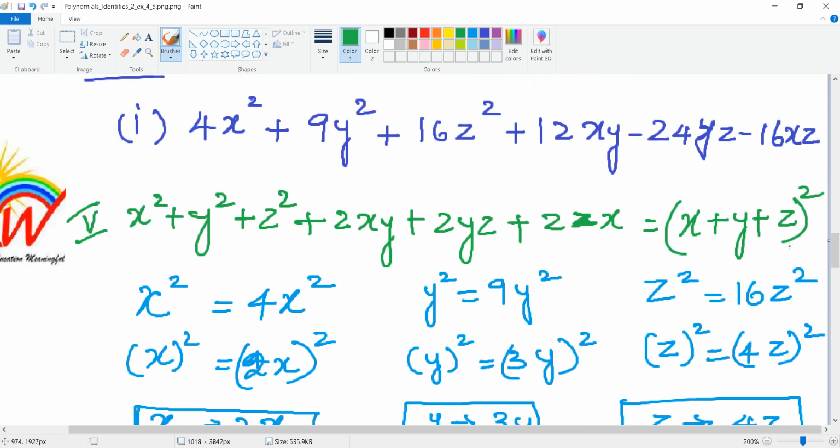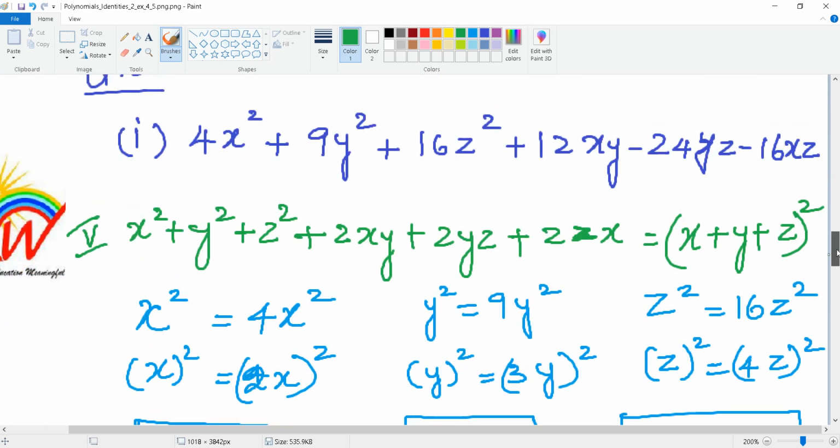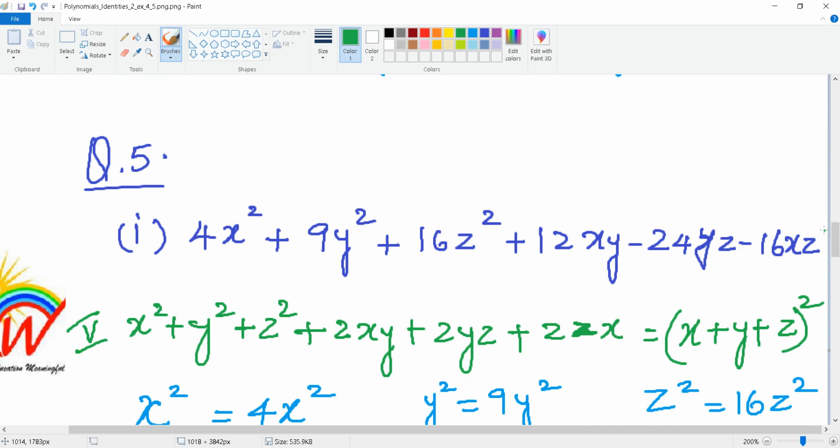Okay, so the fifth question, the first problem, says factorize. So what do we have to do? The question is given as 4x square plus 9y square plus 16z square plus 12xy minus 24yz minus 16xz. Right? So now this also resembles your fifth identity, the first one which I have written over here.